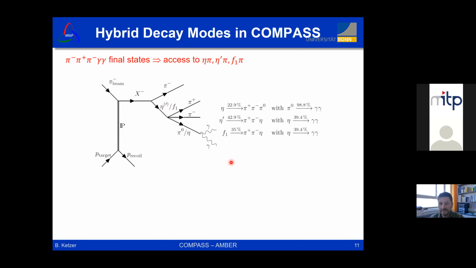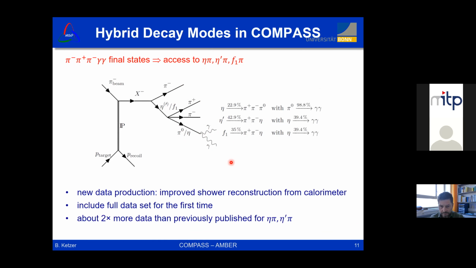So by one event selection, we cover all 3 final states, and we now have a new data production with an improved shower reconstruction from the calorimeters, which improved their resolution. And we also include the full COMPASS data set for the first time. Everything that has been published up to now on these states was only about half of the full data set.